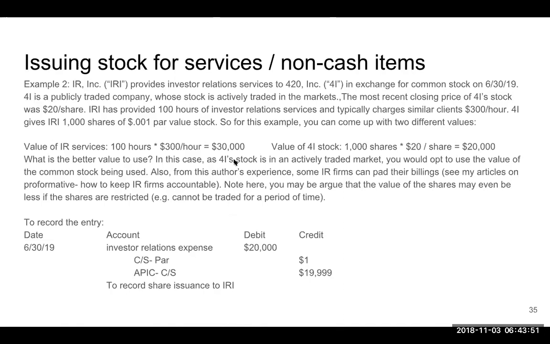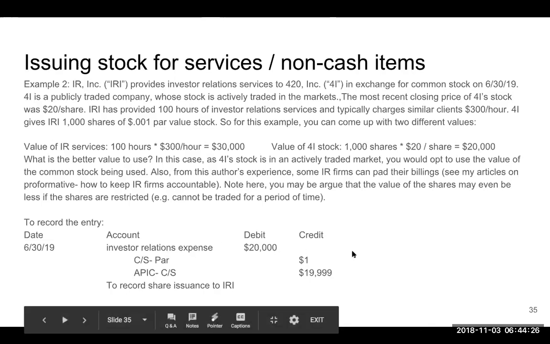And that's because it's in an actively traded market, meaning there's a lot of shares trading. When we looked at Amazon, when you see that indicator where it says volume, that tells you how many shares have traded in a day. You can also go through and look at volume, and there are some thinly traded stocks. So again, it depends on the type of market you're in. And so right over here, you're essentially using the market value of the shares to determine the amount of the investor relations expense.